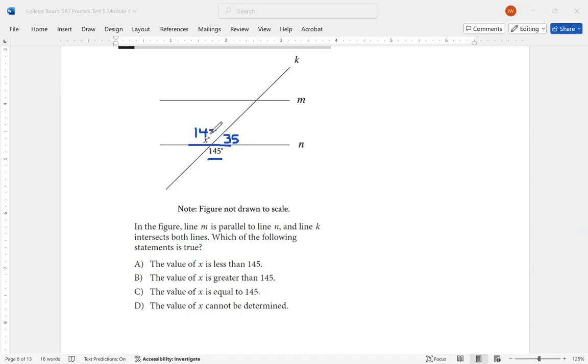If you know that already about opposite angles of intersecting lines, then you can just use that fact as well. Opposite angles of intersecting lines are going to be equal. So this is going to be 145, and therefore the answer is C. X is equal to 145.